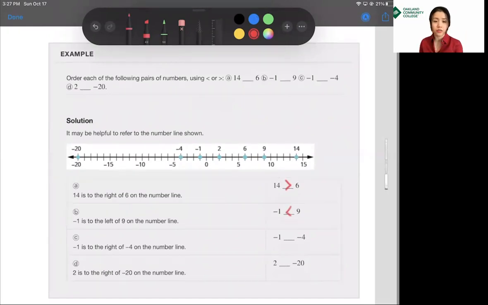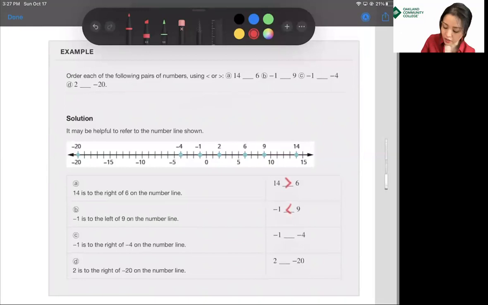-1 and -4. If you look at the number line, I'll put -1 here and -4 there. Well, -1 is to the right of -4, so -1 is bigger than -4. What about 2 and -20? -20 is here and 2 is here. Well, 2 is to the right of -20, so 2 is larger than -20.